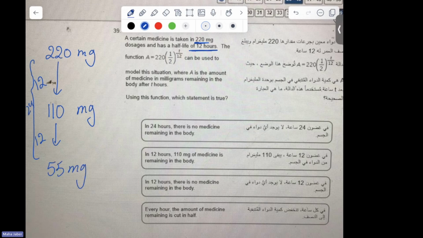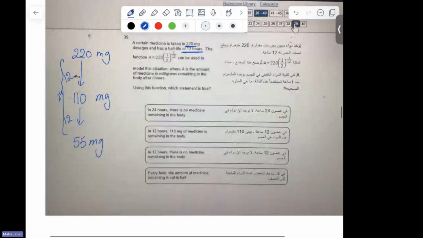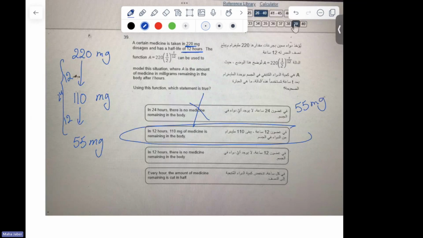Let's go and see if the answer is there. The first one tells you in 24 hours you will not have medication. No, you will have 55 milligram. This is not true. In the first 12 hours you will have 110. We tried this one and it is correct. No need to read the rest.